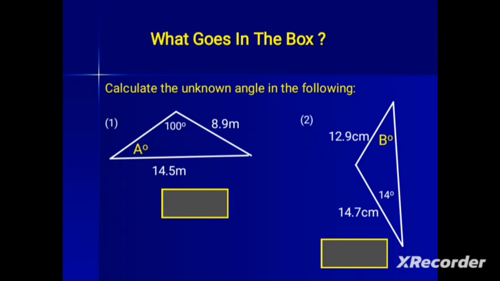Calculate the unknown angle in the following. The triangle is given there with the information. If you do that, you're supposed to get A to be 37.2 degrees. The other one will get you the value of B to be 16 degrees.